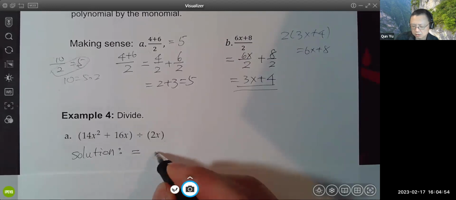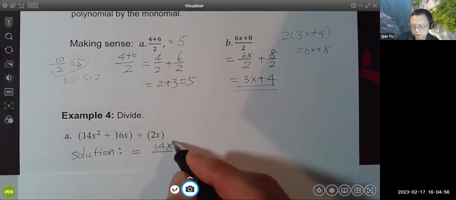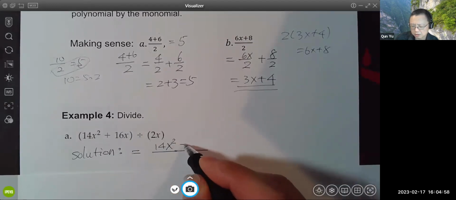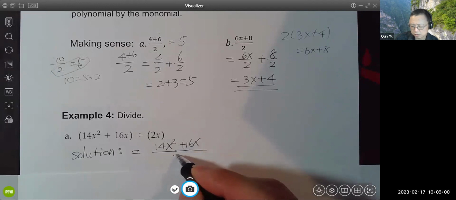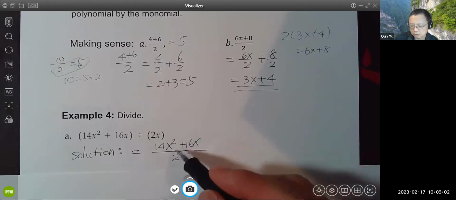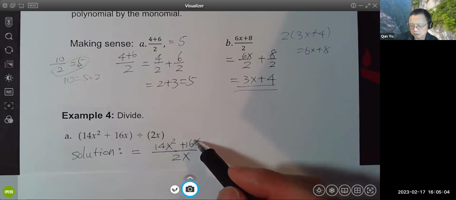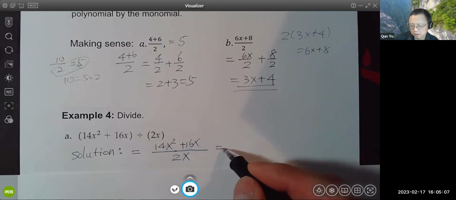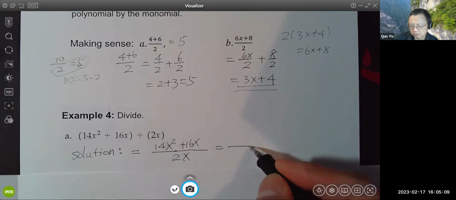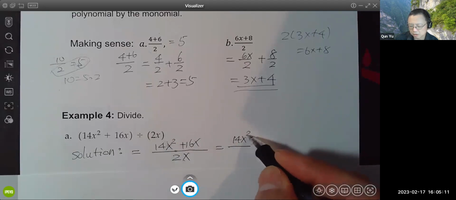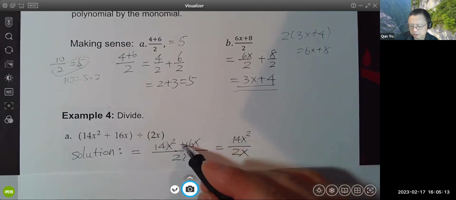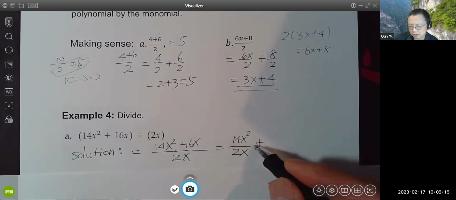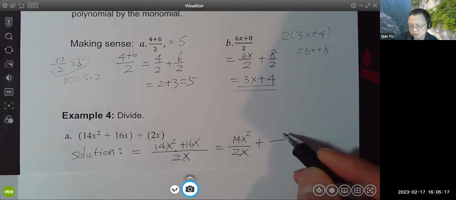This equals 14x squared plus 16x divided by 2x. So using each term on the top divided by the same 2x. Positive divided by positive is positive, right? 14x squared over 2x. Positive divided by positive is positive. That's why I use plus here.